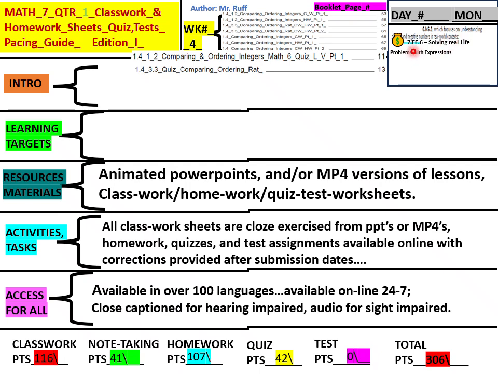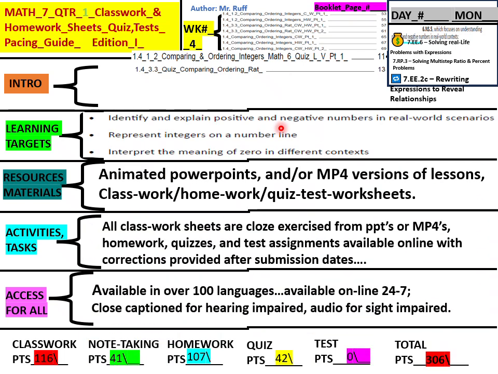Then we go into 7.EE.6, solving real life problems with expressions. And then 7.RP.3, solving multi-step ratio and percent problems. And then finally, for Week 4, we go into 7.EE.2c, rewriting expressions to reveal relationships. So we cover a lot. Week 4 is big. It's 306 points total, so it's fairly big.